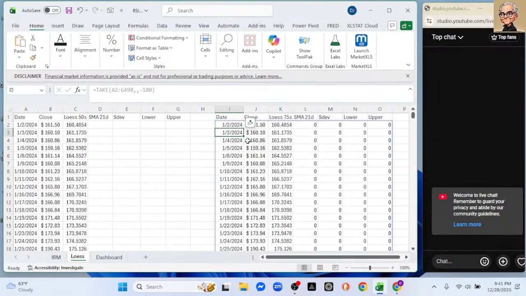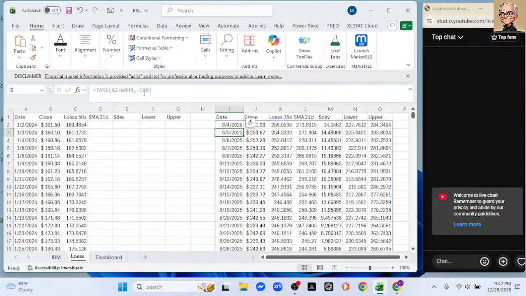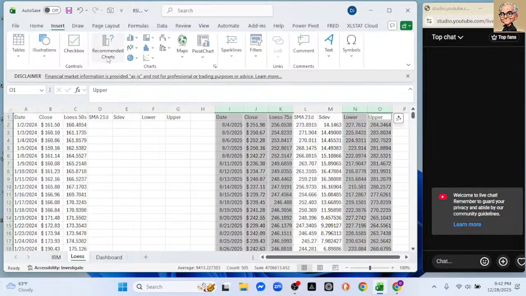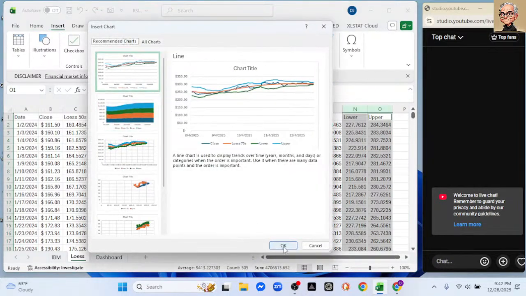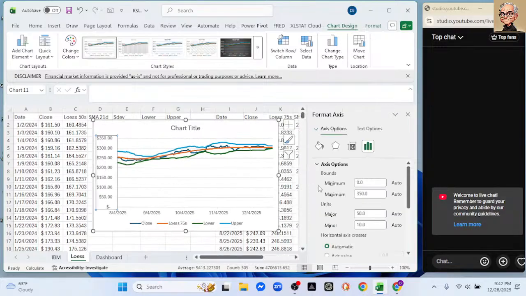Okay, this didn't work. You know why this didn't work again? They get confused. You only need one comma. So now let's take a look at our closing price, our Loess function, our higher and lower. Insert, recommended. So now we got the price, and now we got the last 100 days worth of data.